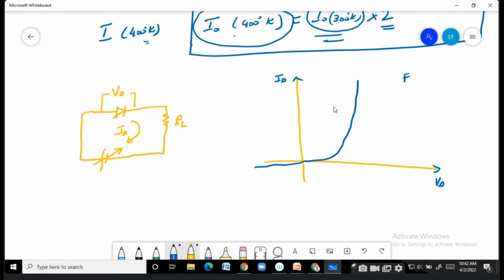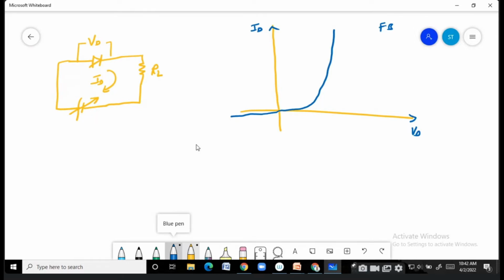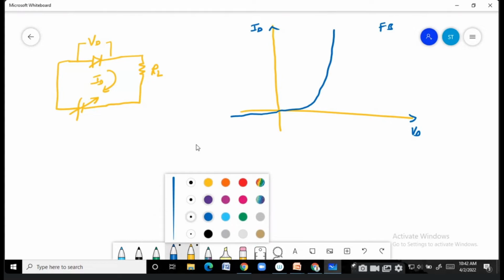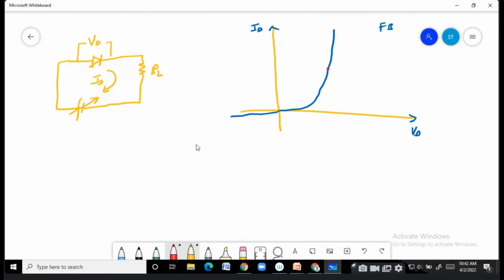What I'm trying to do is find that particular point, because what I said is to take any particular point on this characteristic and drop a perpendicular on both the x-axis as well as the y-axis. So this will give you VD1 and this will give you ID1. So your static resistance is VD1 upon ID1.